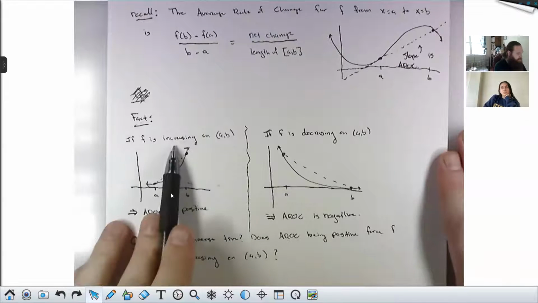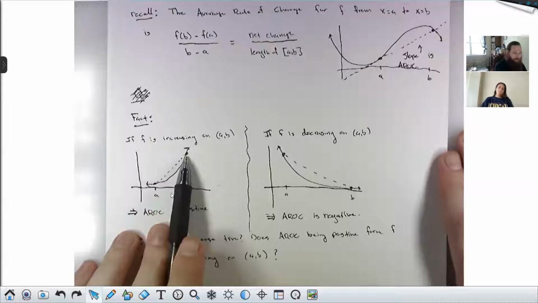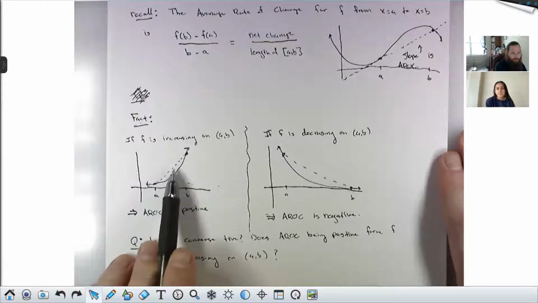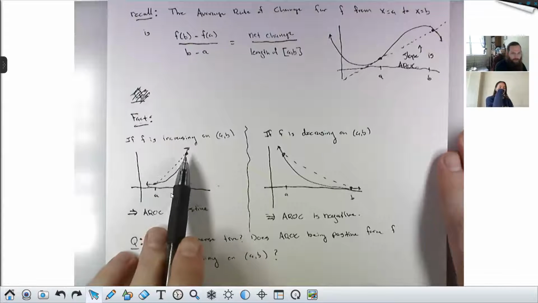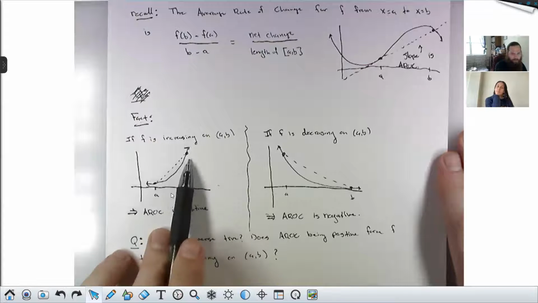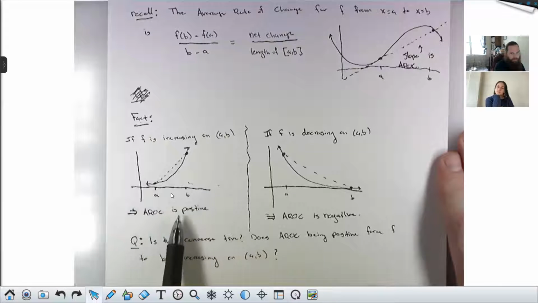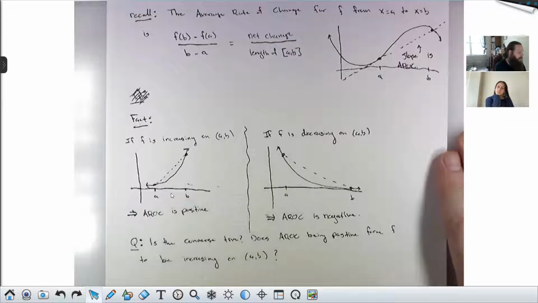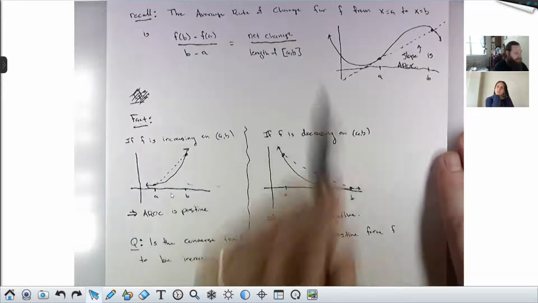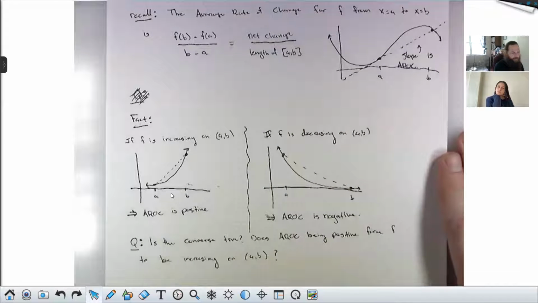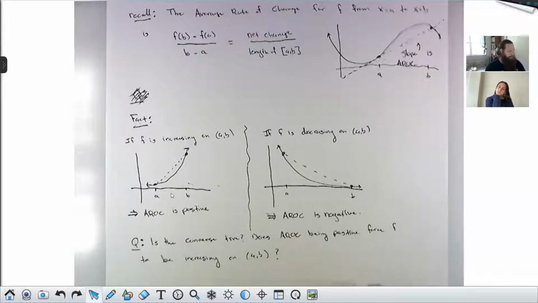Because if f is increasing, then this point has to be higher than this point. Every point as you go to the right has to be getting higher and higher and higher. And that means that the secant line will necessarily look something like this. It'll be lower on the left than it is on the right. And that's what it means to say the average rate of change is positive, because the average rate of change is the slope of the secant line. And if you look carefully at the picture I've drawn up here, you can actually find an answer to this question. So what are your thoughts?